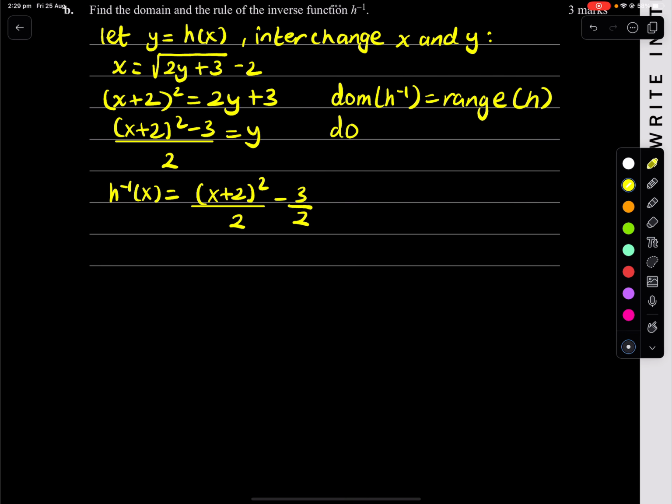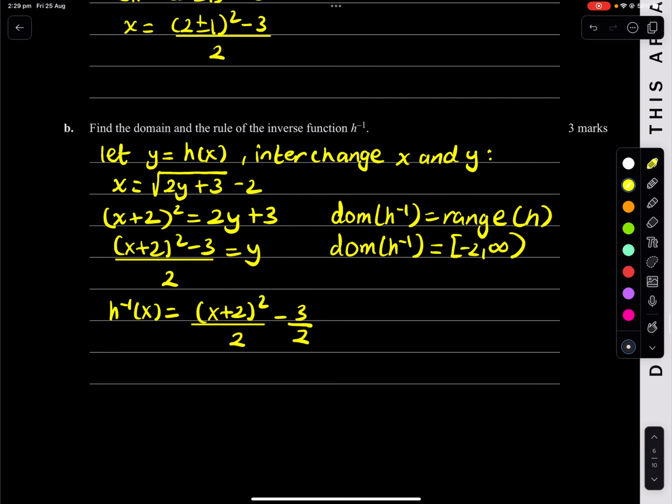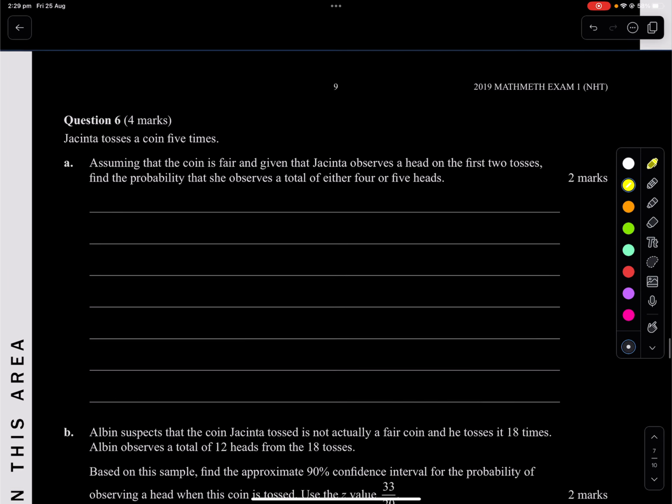So your domain of h inverse is -2 included to infinity. Very nice. Yeah, so that's that.